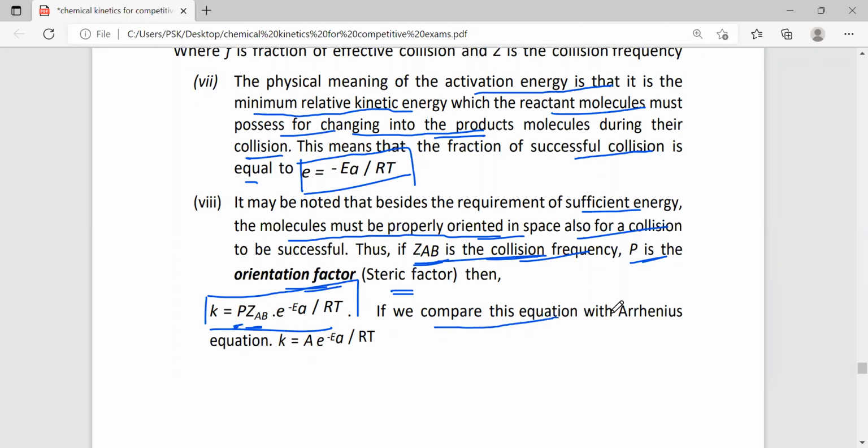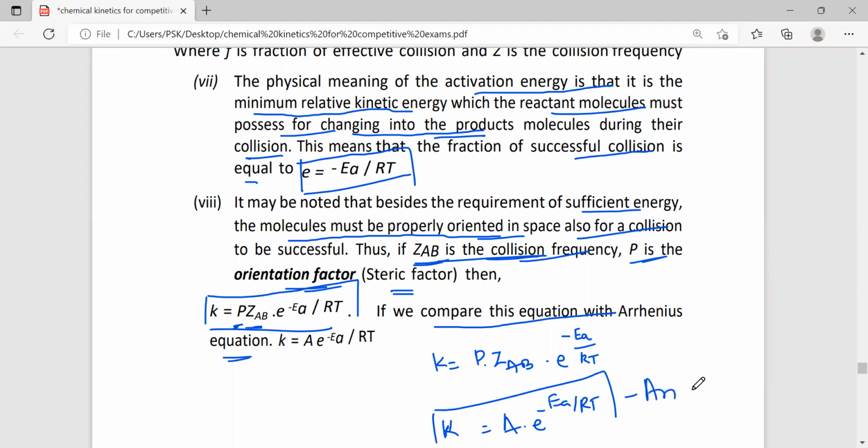We can compare this equation with the Arrhenius equation. Look at this equation: k is equal to P into ZAB. What is this Z? Z is collision frequency. A and B are atoms or molecules which are involved in collision, into e to the power minus Ea by RT. This is looking similar to this equation: k is equal to A into e to the power minus Ea by RT. This equation is called the Arrhenius equation.